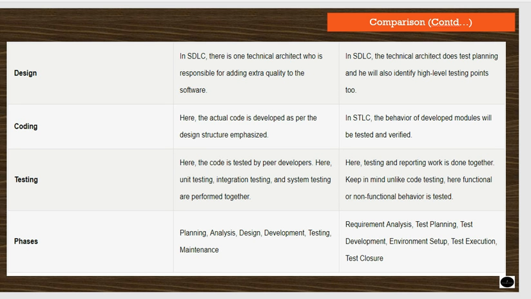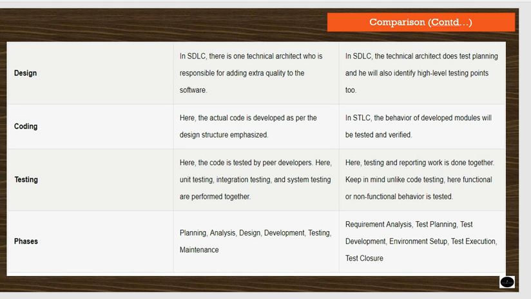Design. In SDLC, there is one technical architect who is responsible for adding extra quality to the software, whereas in STLC, the technical architect does test planning and will also identify high-level testing points. Coding. Here, the actual code is developed as per the design structure emphasized. In STLC, the behavior of the developed modules will be tested and verified.